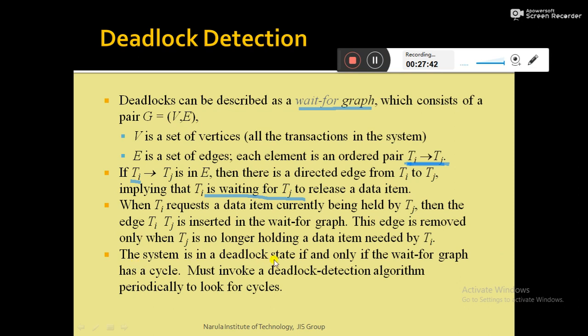Next, to know whether the system is in deadlock, with the help of this concept we have to draw the wait-for graph. After drawing it, we can easily detect that the system is in a deadlock state if and only if the wait-for graph has a cycle. If the wait-for graph has a cycle in it, then we can straightaway say that the system is in deadlock, and all the transactions involved in that cycle are said to be deadlocked. And if the wait-for graph has no cycle, then the system is not in a deadlock state.